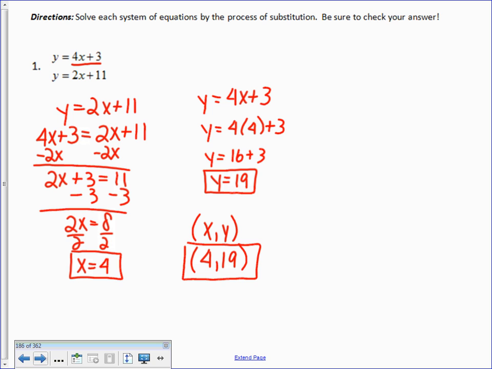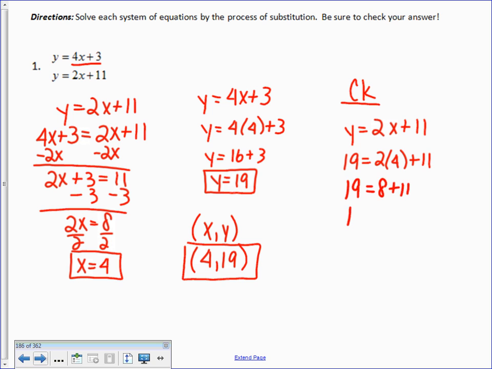But we're not done. We have to do a check. So let us check with that last equation that I have not worked with. And let's make sure 4 comma 19 is going to work. So 19 equals 2 times 4 plus 11. 19 equals 8 plus 11. And sure enough, 19 is equal to 19. So my answer is my ordered pair 4 comma 19.